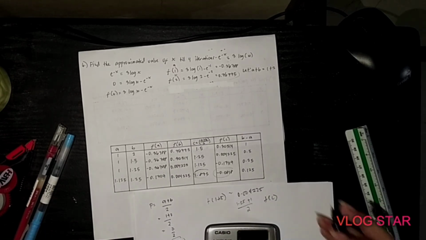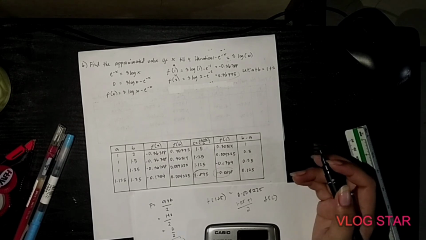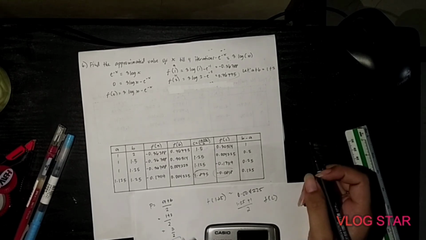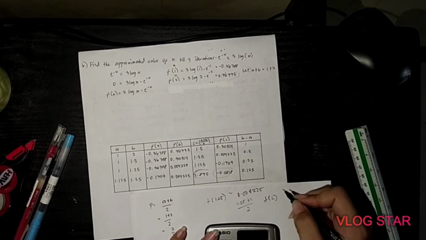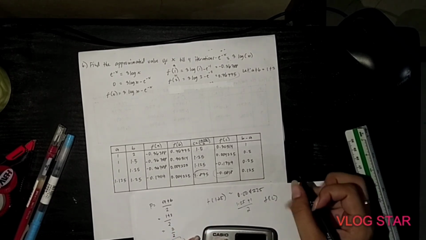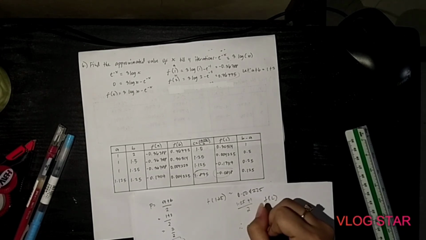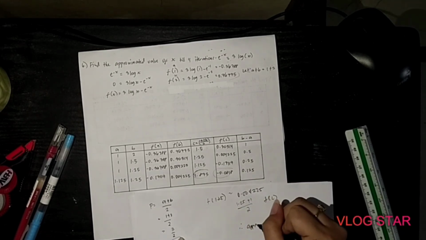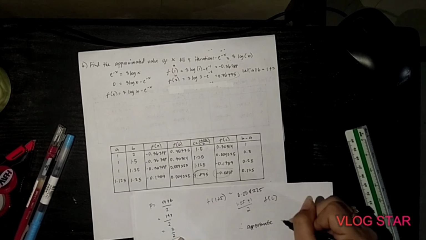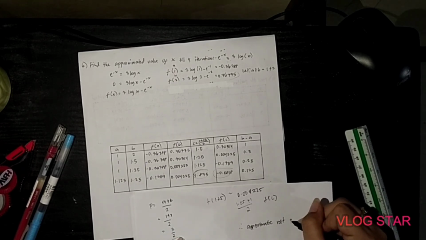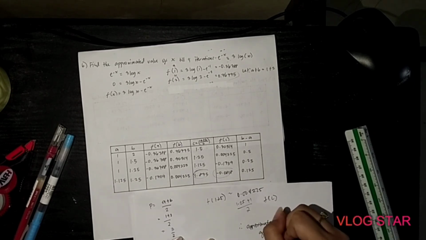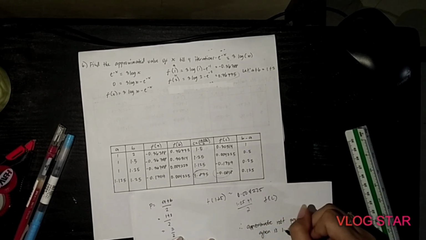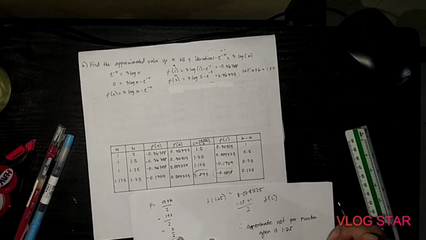So now that we reached the fourth iteration, we are safe to say that the approximate root for the function given is 1.25. So that's it, and thank you for listening.